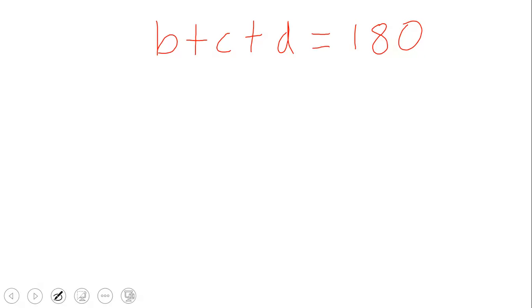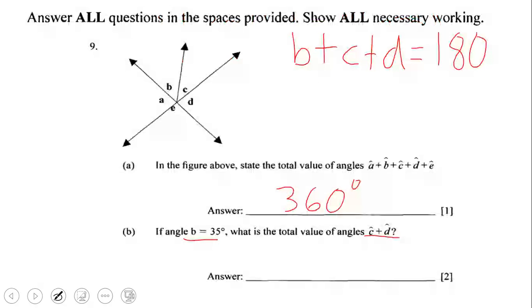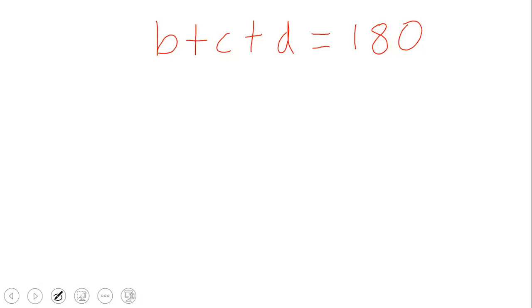All right, now the question asks us to determine the total value of the angles C plus D. So our goal is to ensure that C plus D is the subject of this equation. That is, the only thing we want on the left side of the equal sign is C plus D, and we want everything else on the right side of the equal sign. So let us do that.